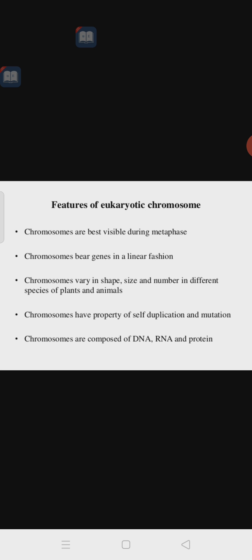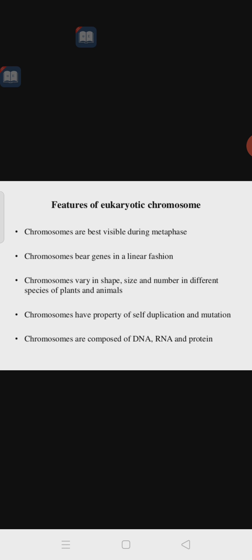For example, human beings have 46 chromosomes, means 23 pairs of chromosomes. If you consider Drosophila melanogaster, Drosophila has 8 chromosomes, means 4 pairs. Pea plant has 7 pairs of chromosomes, means 14 chromosomes. Like that each and every species has a different number of chromosomes. Okay, chromosomes have the property of self duplication and mutation. Mutation takes place, that's why changes happen in every organism's body, and replication, duplication takes place.